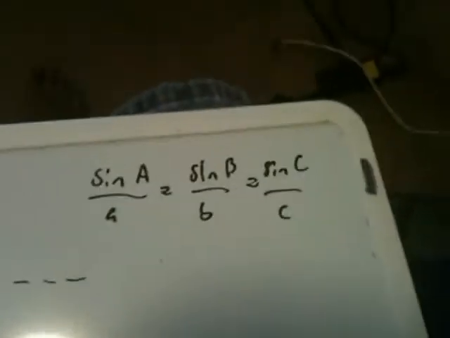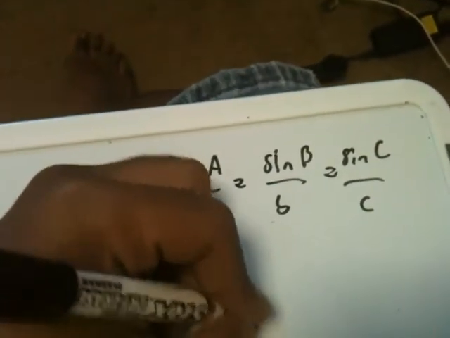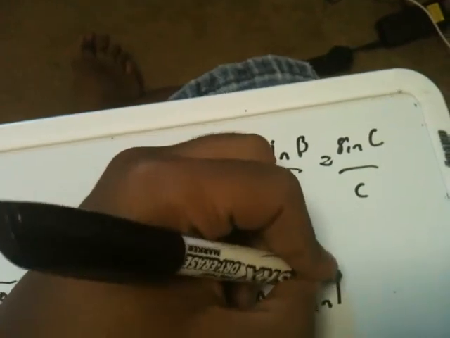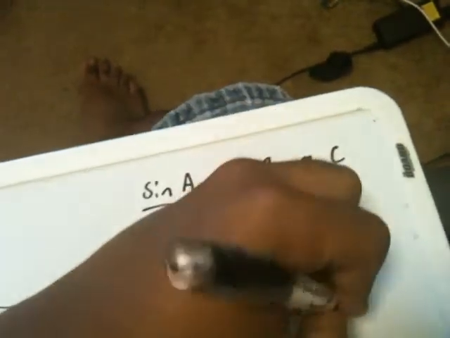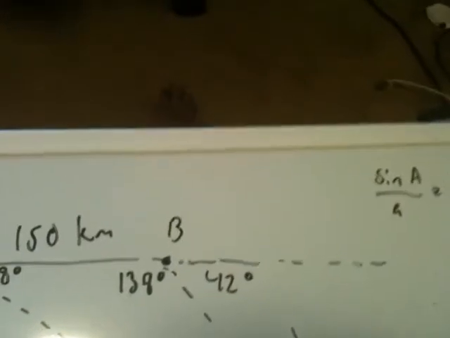I'll have to do a proof on that in a later video. This can also be written as a over sine A, which is equal to b over sine B, which is equal to c over sine C. That's a lowercase c. It works either way, but I usually use the top way, because I just like it like that.